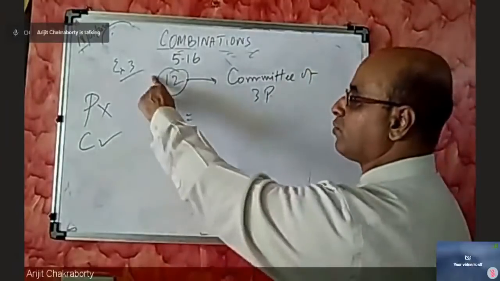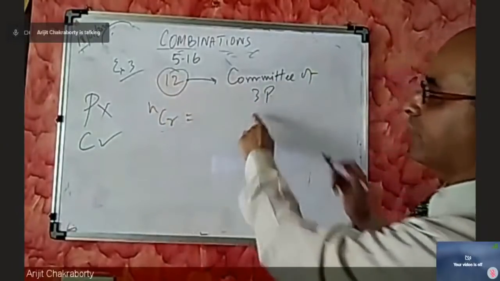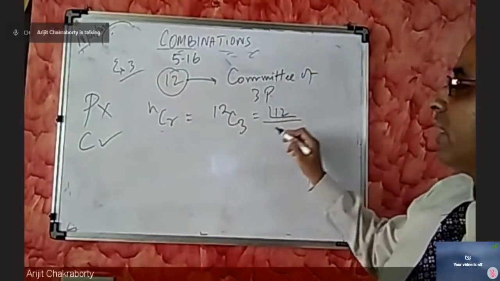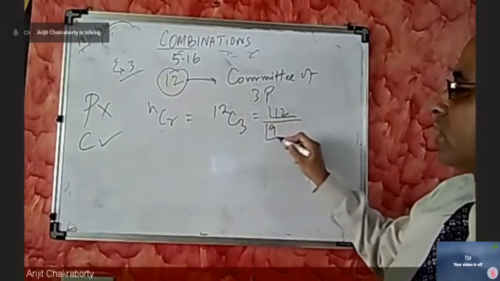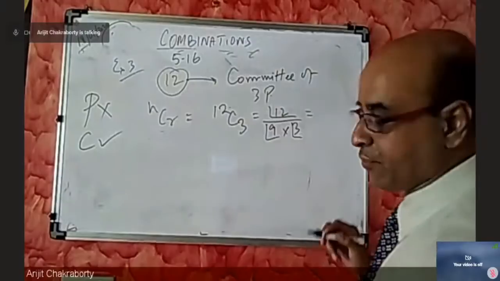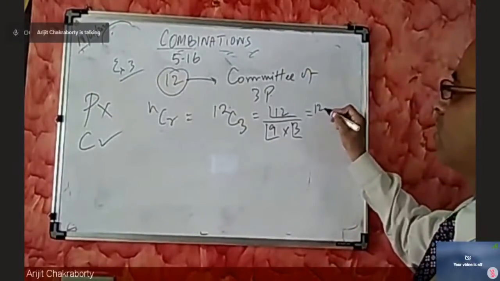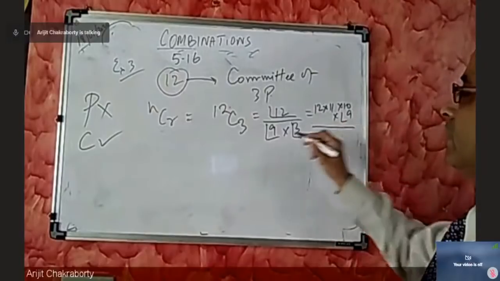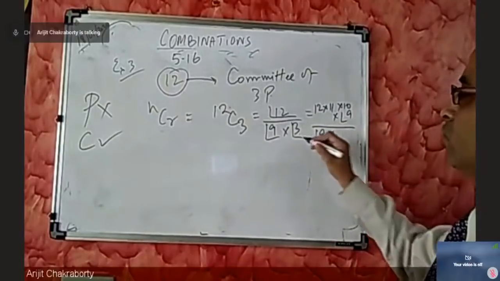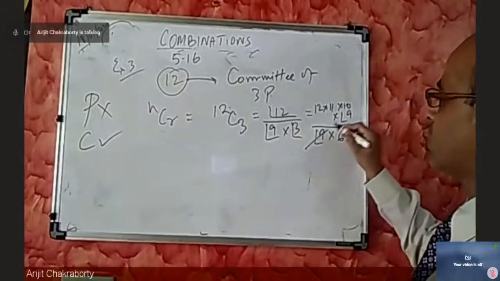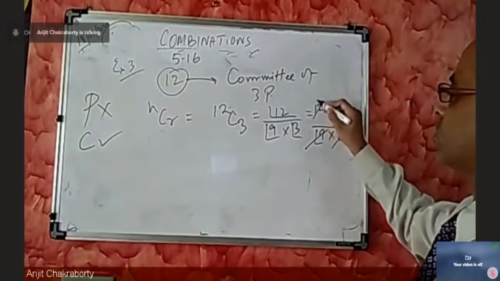N is 12 and R is 3. So it is 12C3. That is 12 factorial divided by (12 minus 3) factorial, 9 factorial, into 3 factorial. If you break it up, it comes to 12 into 11 into 10 into factorial 9. In the denominator, you have factorial 9 into factorial 3, and factorial 3 gives you 6. Factorial 9 cancels. 6 into 2 is 12.